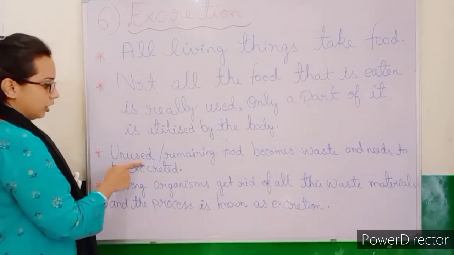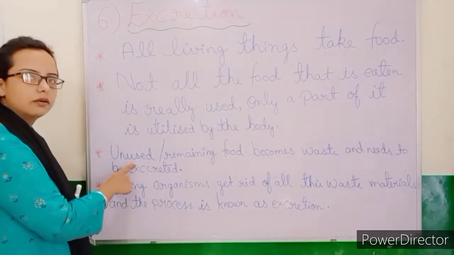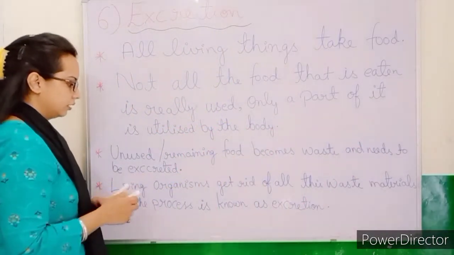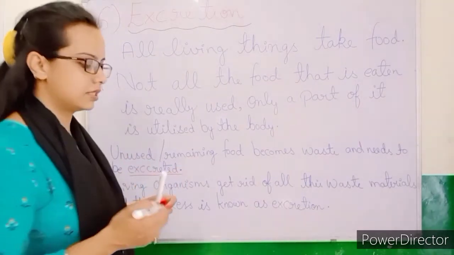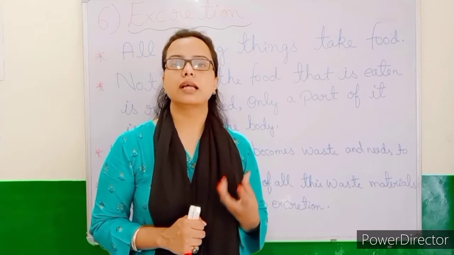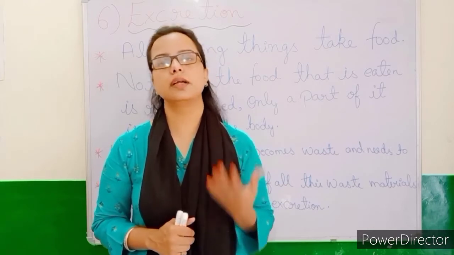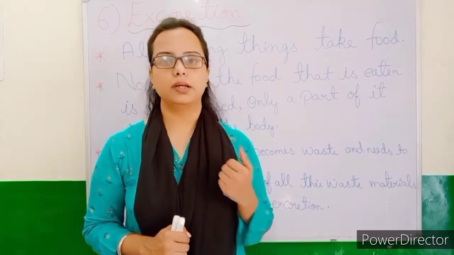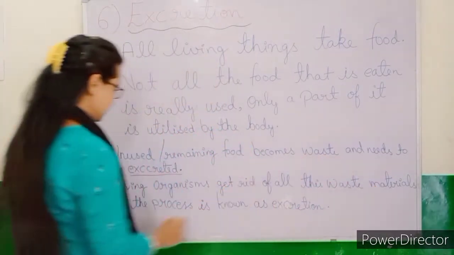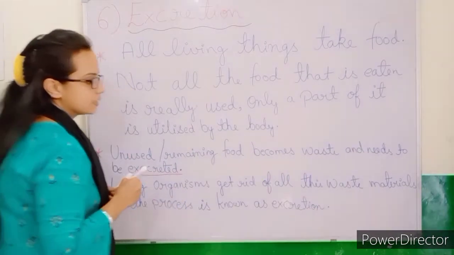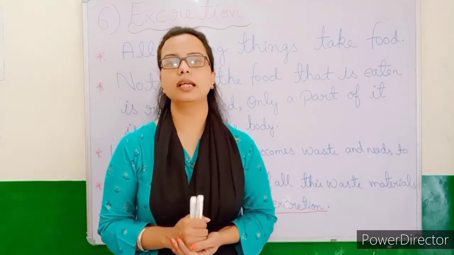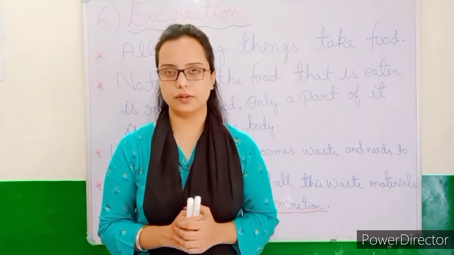So the unused, or we can say the remaining food, becomes waste and needs to be excreted. Okay, so the remaining waste which is not utilized by our body, which is not needed by our body, that is the waste, and that waste needs to be excreted, or we can say removed out from our body. So living organisms get rid of all this waste material, and the process is known as excretion. So the process of removal of the waste from our body is known as excretion.